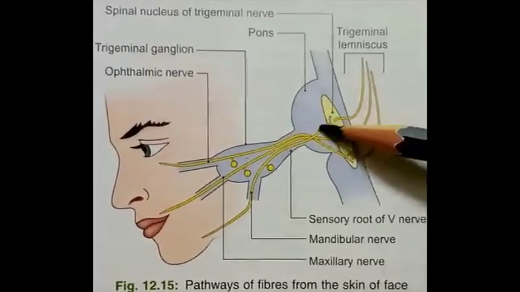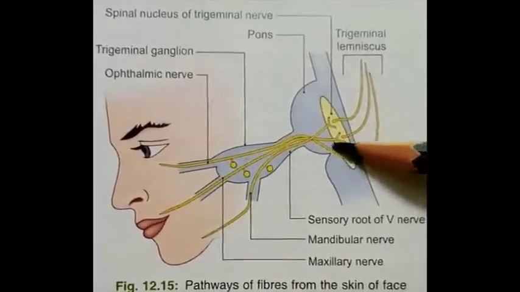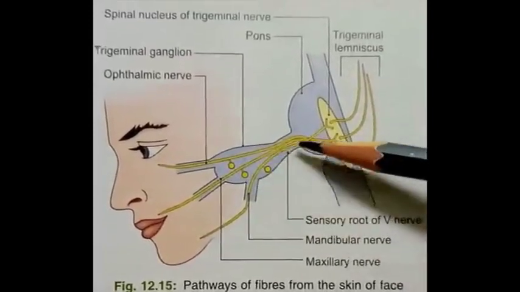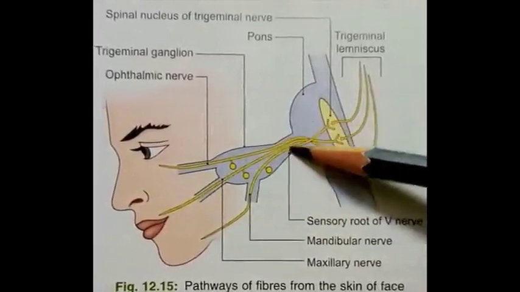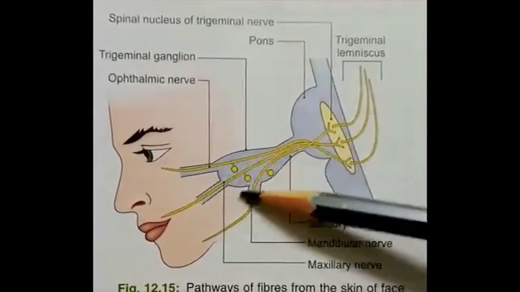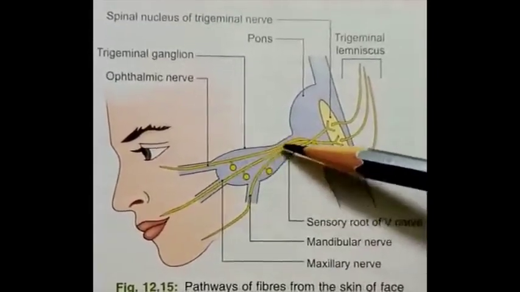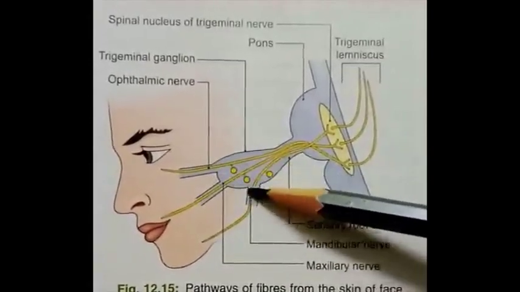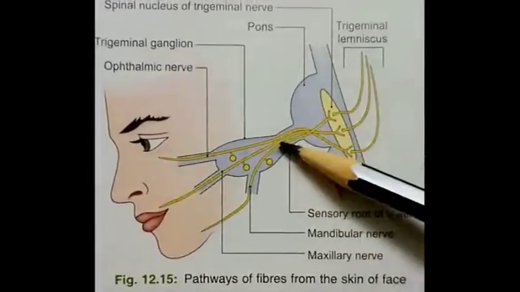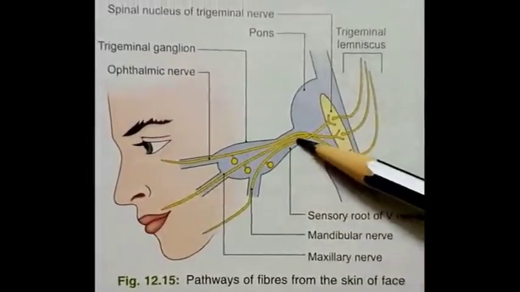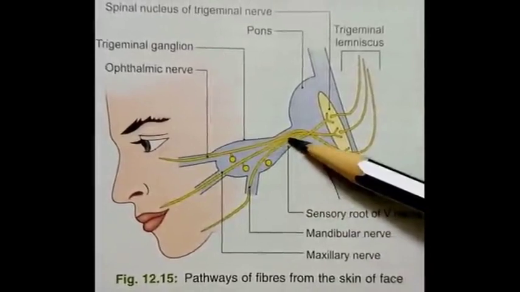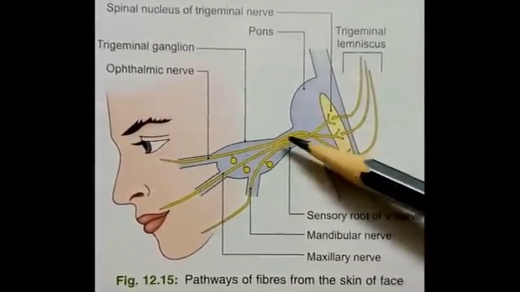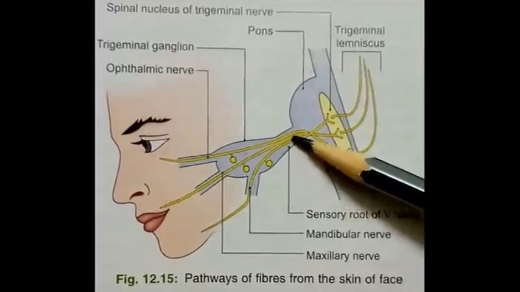So from origin, from these nuclei, the fibers proceed forwards or anteriorly, and these fibers then form the central processes and peripheral processes. Before the nucleus, these are central processes, and after the nucleus, these are the peripheral processes. Central processes of the ganglion are sensory roots which are attached to the pons at its junction with the middle cerebral peduncle.